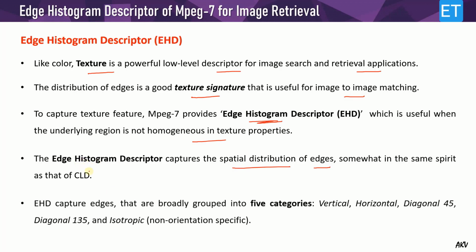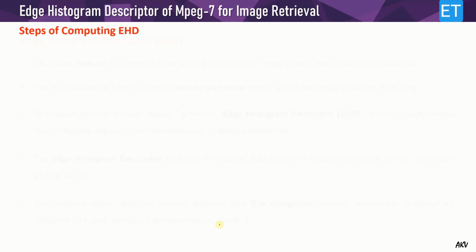The EHD captures edges that are broadly grouped into 5 categories: the vertical orientation, horizontal orientation, diagonal at 45 degree, diagonal at 135 degree, and isotropic, I mean the non-orientation specific. Now let us see the different steps of computing this EHD.